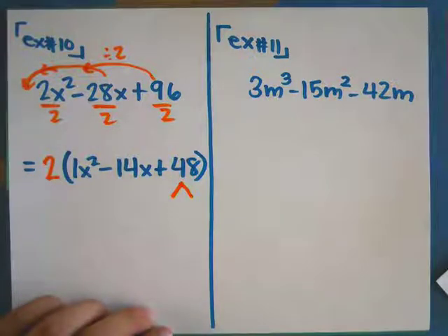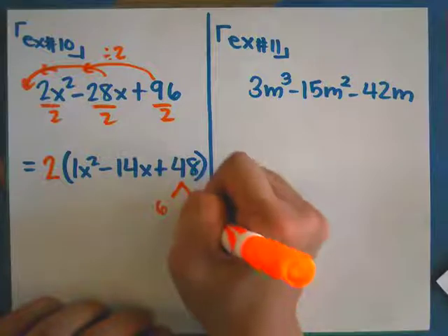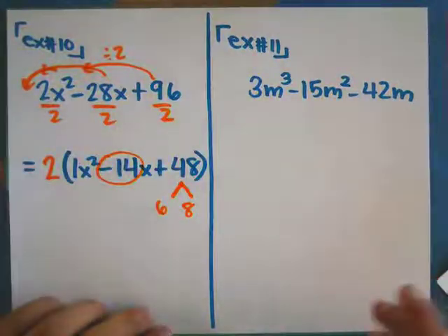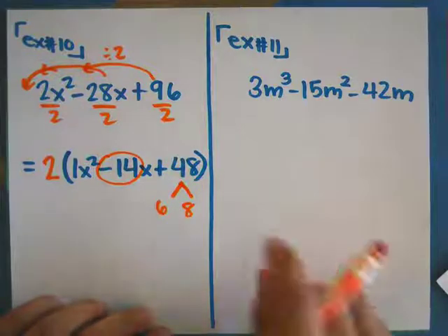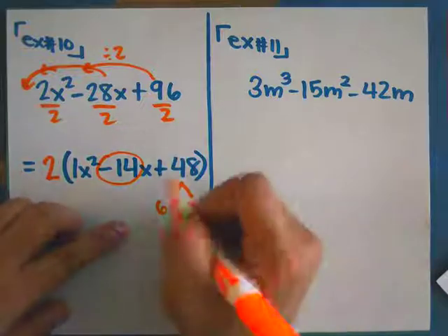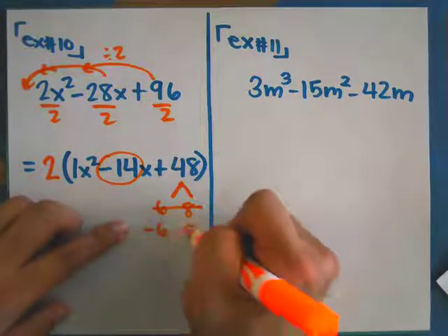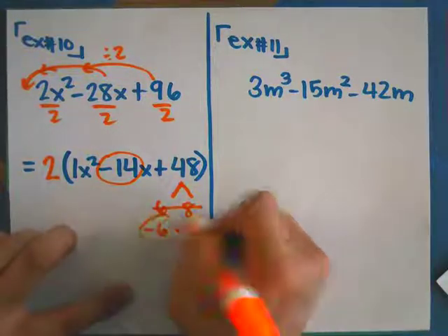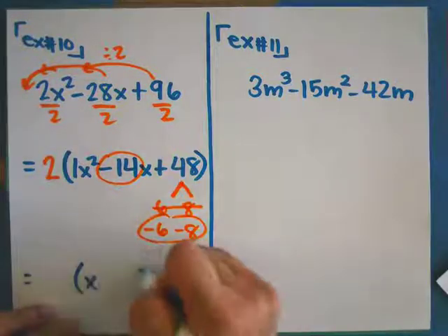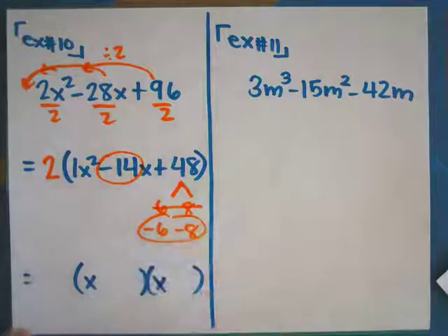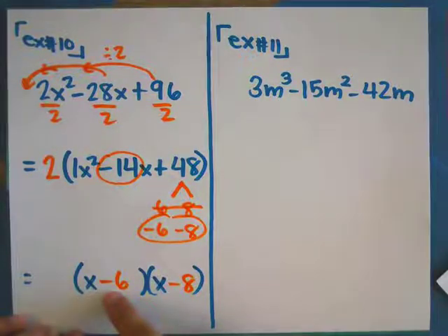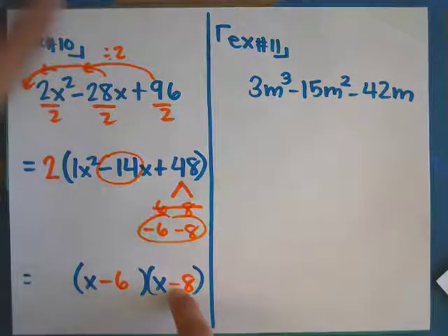What two numbers multiply to 48? 6 times 8. But the thing is, we want a negative 14. So remember, we have a positive last term, so we can either have 2 positives or 2 negatives. This is going to work out. So now we have x minus 6, x minus 8, or you could put x minus 8, x minus 6, it does not matter. Drop down that 2.